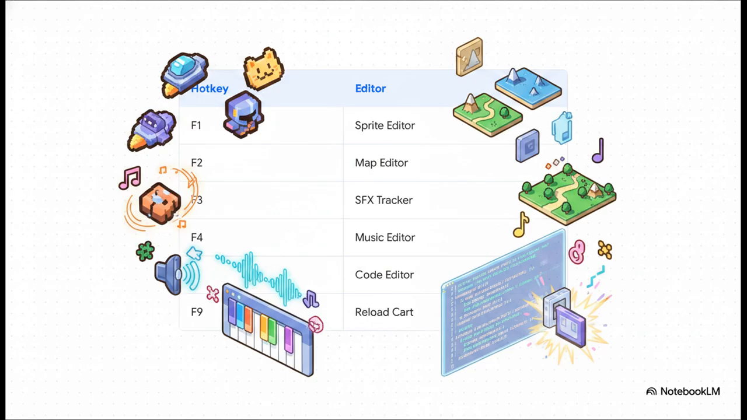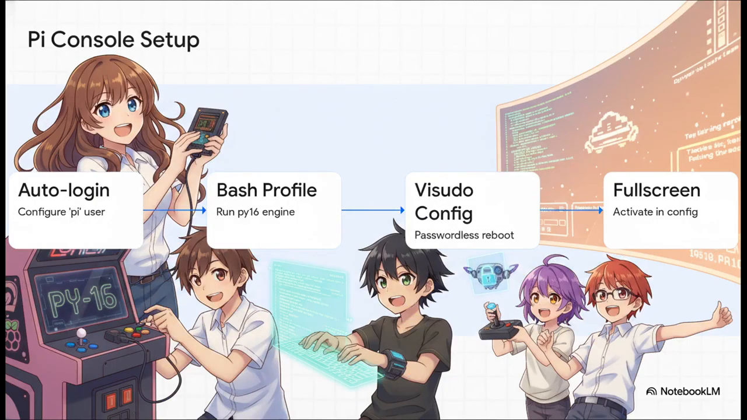You can even hit F9 to recompile your code live without restarting the game. And F12? That's your universal escape hatch right back to the BIOS. Now, if you want to take this off your desktop, you can turn any Raspberry Pi into a dedicated, instant booting hardware console with just 4 simple steps.